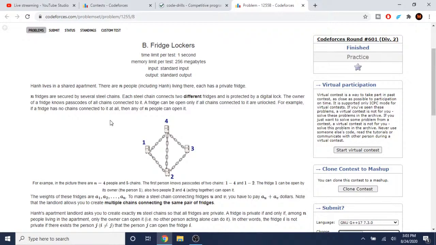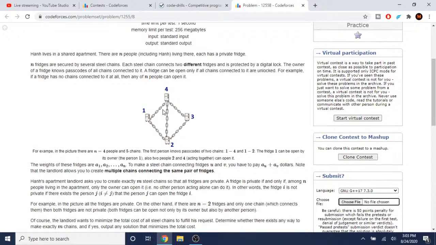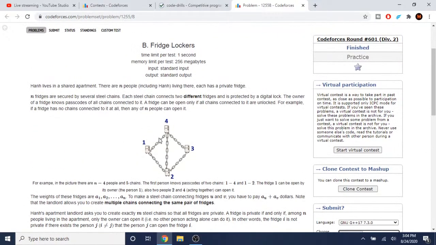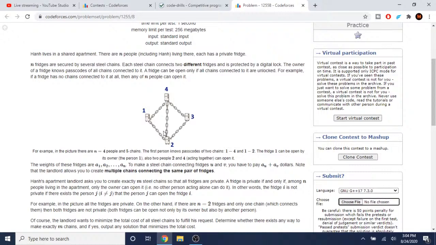Fridge lockers. There are n people, each with a private fridge. There's n fridges. Each chain connects two different fridges and is protected by a lock. The owner of a fridge knows the passcode of all the chains connected to it. A fridge can be opened only if all the chains connected to it are unlocked. So if the fridge has no chains connected to it at all, then any of the n people can open it.